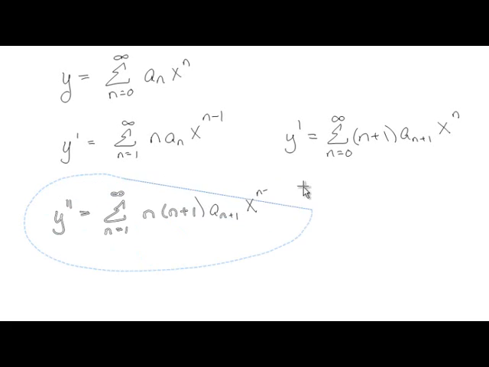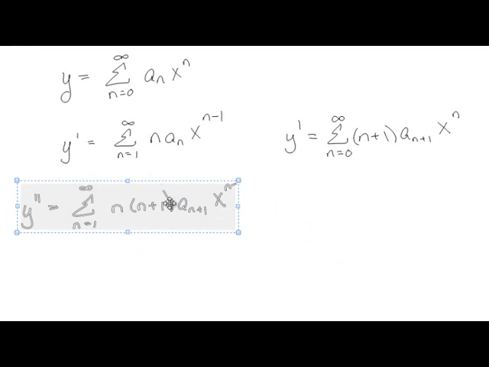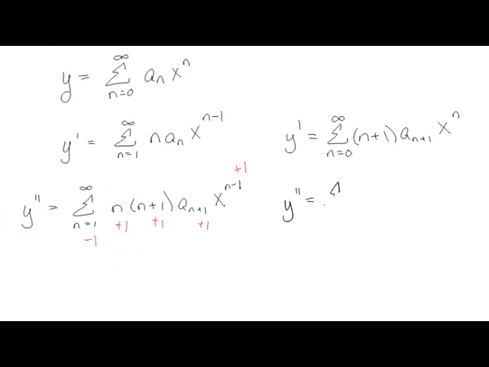And again, I can adjust those indices. Oh, I lost my 1. I can adjust my indices by plus 1, plus 1, minus 1. And I've got that y double prime is equal to the sum from n equals 0 to infinity of n plus 1, n plus 2, a n plus 2, x to the n. And again, I'm going to erase these just so that everything looks nice and clean. You're like, why did I do all this? This is stupid. It's not stupid, it's fun, I swear.